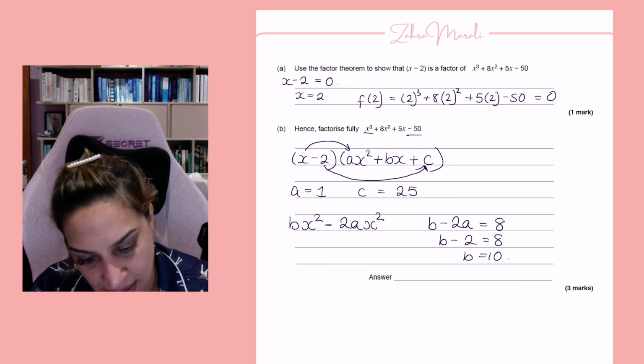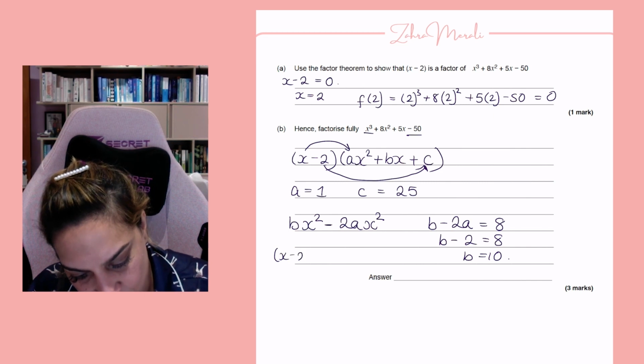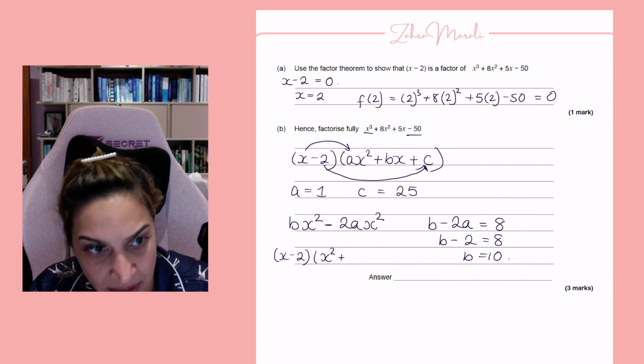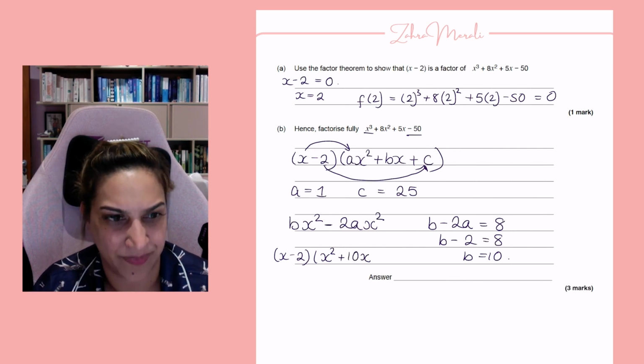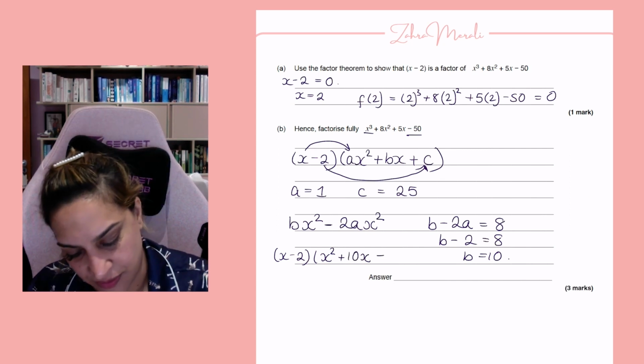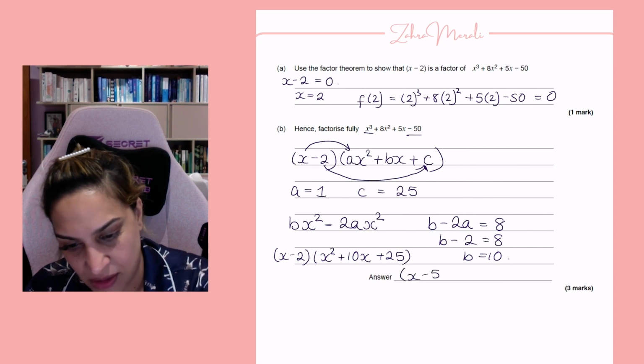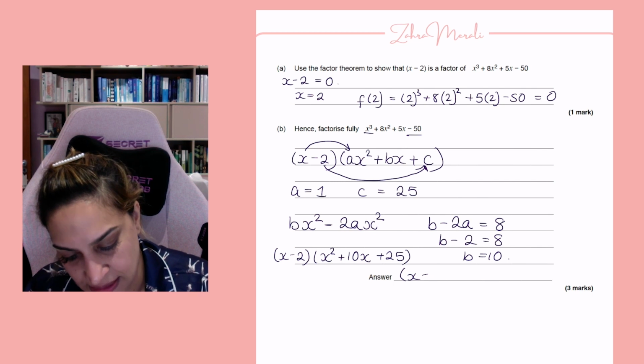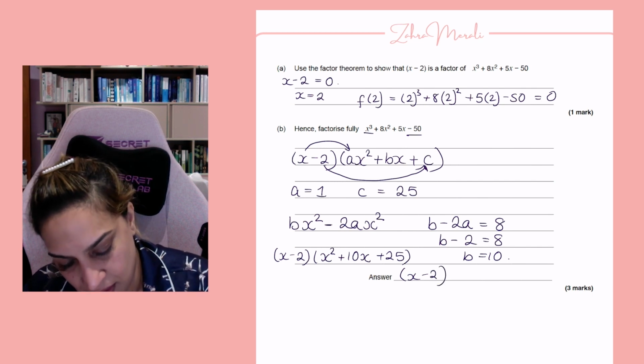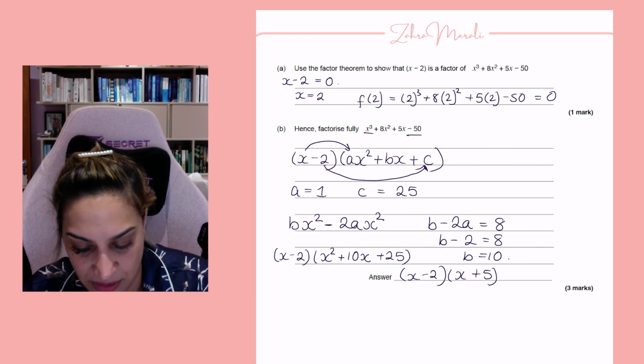So now I can see I have x minus 2, and I've got x squared, b was 10, plus 10x, plus 25. And then I can factorize that entirely. Hopefully you can see that. That's the same as x plus 5 all squared.